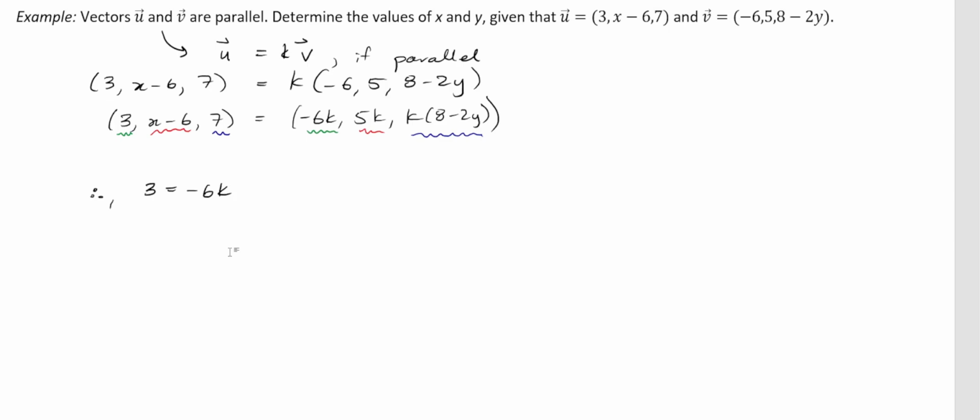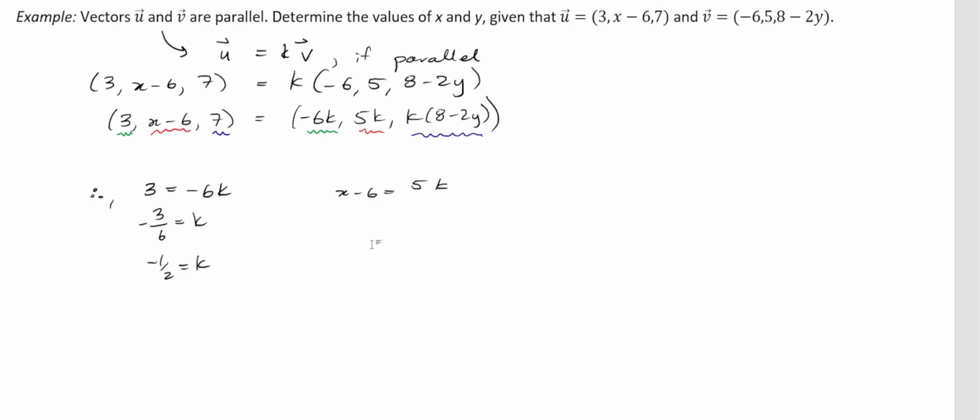So let's just start with the x, the green ones. So therefore 3 is equal to -6k. And then rearranging, -3/6 is equal to k, which simplifies to -1/2 equal to k. All right, so I have my k value. Now I can solve for these unknowns, x and y. So let's take a look at the next set of equations, the red equations.